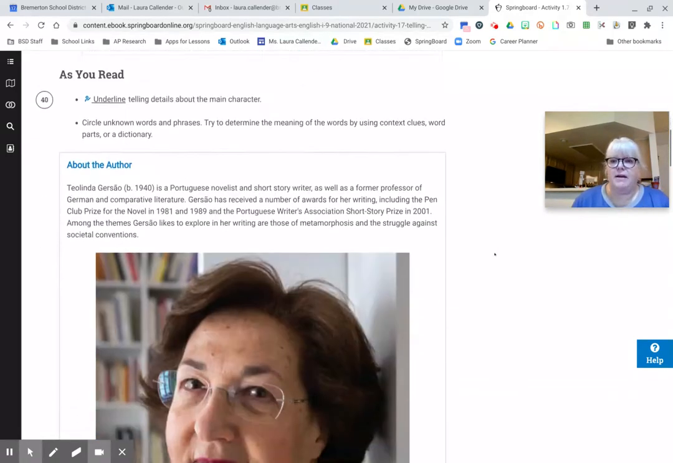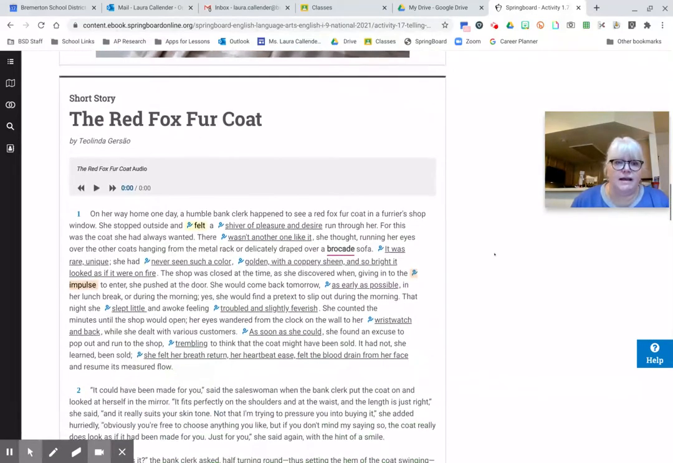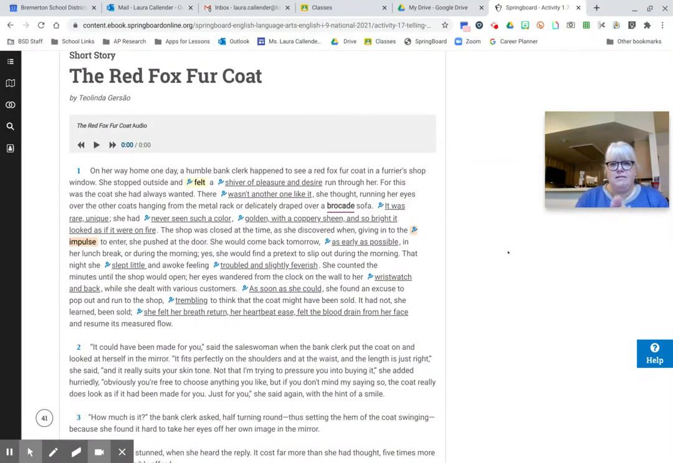Let's go down to the paragraph and see where I got that from. Just as a rereading strategy, I am skimming the text, and I see that the very first emotion they identify is direct. It says she stopped outside and felt a shiver of pleasure and desire. So she stops at the window, she sees the coat, it makes her feel happy, and it makes her want it. Then, as I continue to skim: this was the coat she had always wanted. This does tell me something about her feelings.